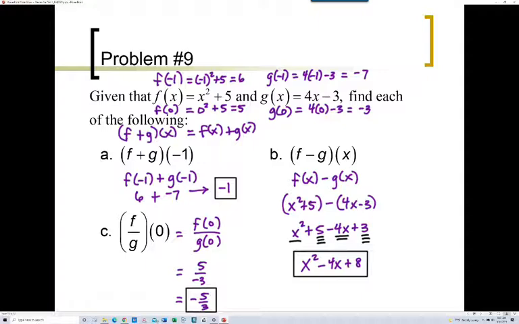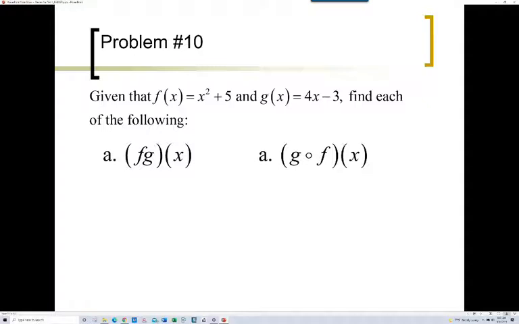All right, let's move on to problem number 10. So these problems look quite similar, but they're quite different in how you solve them. The first one is f times g of x. In fact, sometimes we write it with a dot in between, but it means the same thing either way. By definition, this is f of x times g of x.